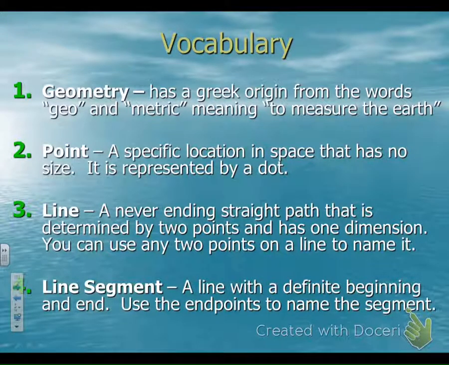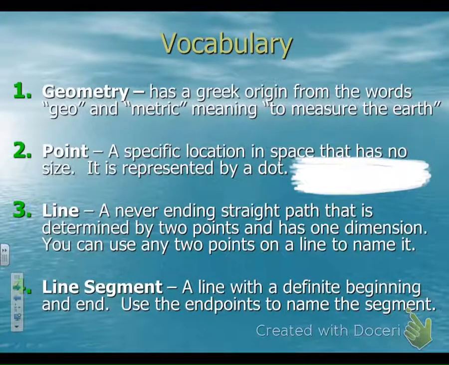Alright, here's our first set of vocab words. Geometry is what we're studying this year. A point is a specific location in space that has no size. It is represented by a dot. When you see it in a diagram, I'm just going to create some white space here to work in. When you see it in a diagram, it will just be that, a dot, named by a letter.